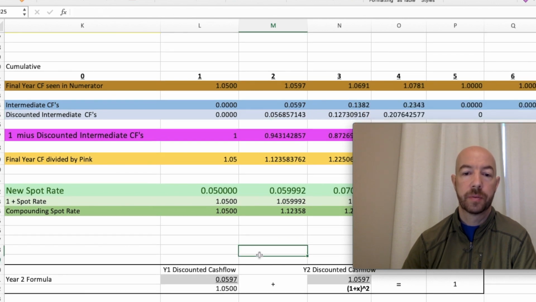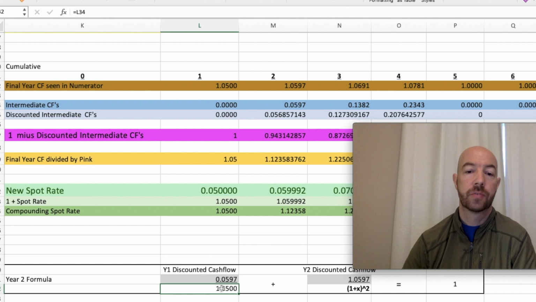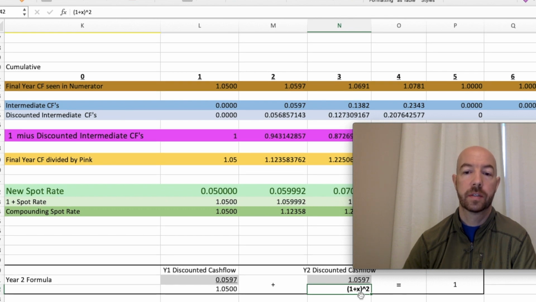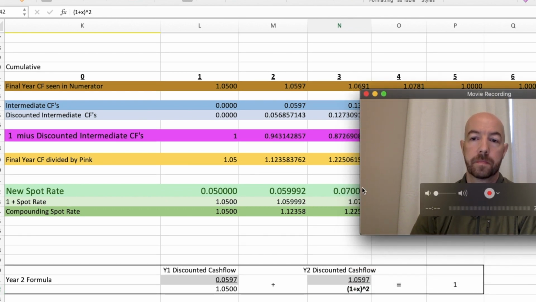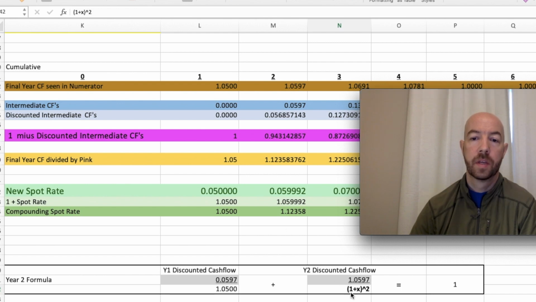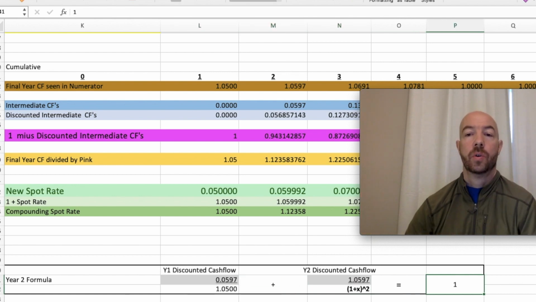Maybe this is a better example. I get the 5.97 here. I know I'm going to be dividing it by the first year spot rate, raised to the first. But then I need to add some, I'm trying to find this second year spot rate here. I'm trying to find what is this rate here that I need. I know this, I know this, I know this. I know it's going to equal 1. What is this going to be?